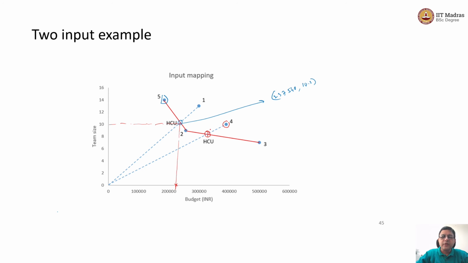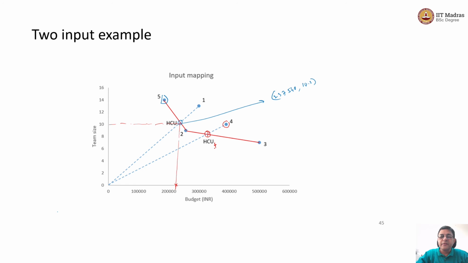Once again, you can solve this problem geometrically. The blue dotted line and the solid red line intersect at HCU4, and therefore finding the coordinates of HCU4 is easy geometrically. But you realize that this geometry is easy when you have a nice two-dimensional plot like what we have on the slide here, where we only had two inputs, we only had one output, and that output was fixed.